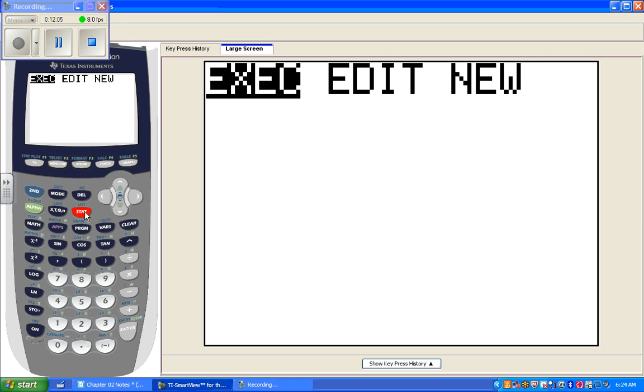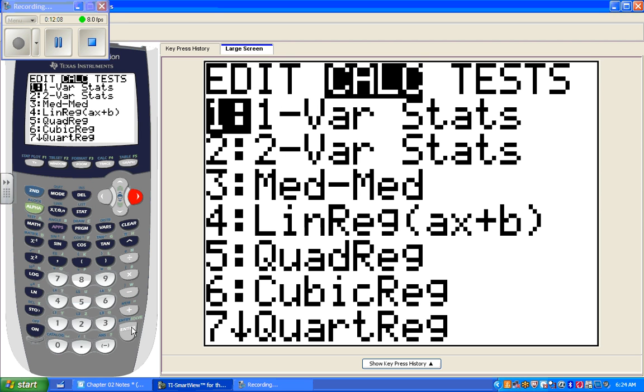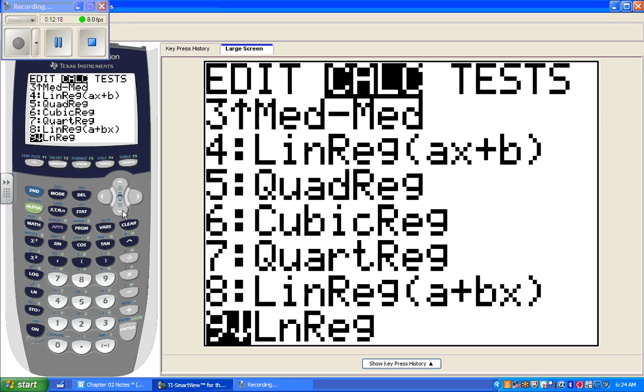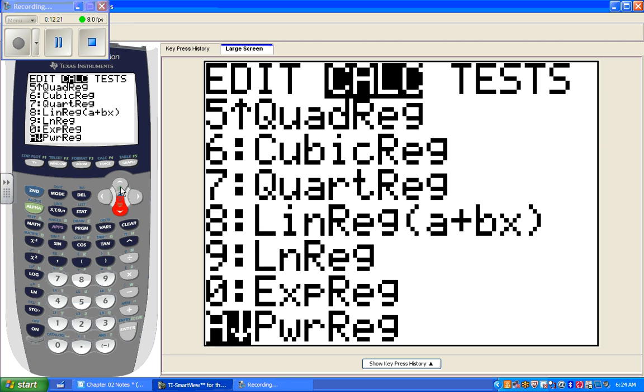So if I go to Stat, over to Calculate, and scroll down, you see these different models: there's a linear regression, quadratic regression, cubic, quartic regression models, another linear regression, natural log regression, exponential regression, power regression. That power regression function is what you'd use when it says the data given for y as a power function of x. It would give you the constant of variation and the exponent of your power function for you.